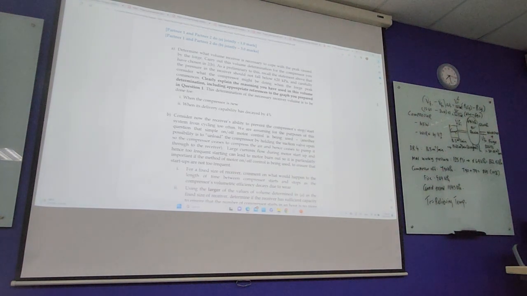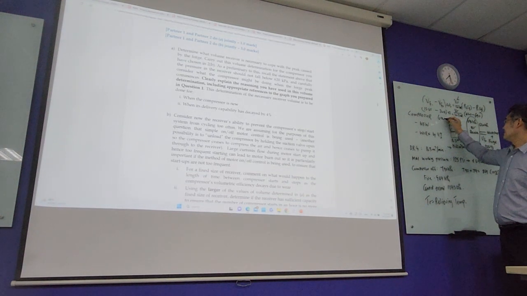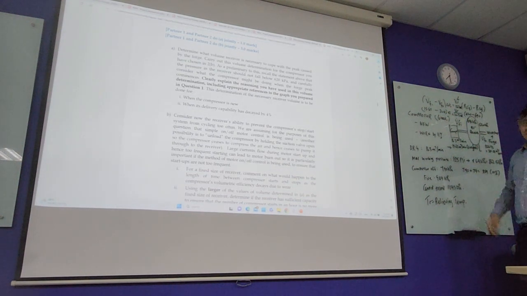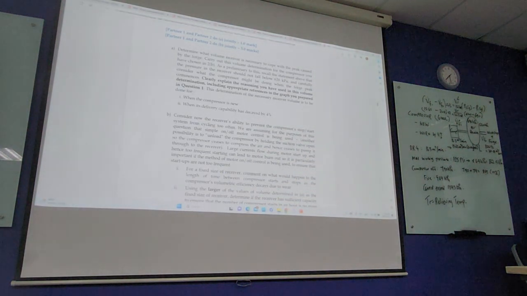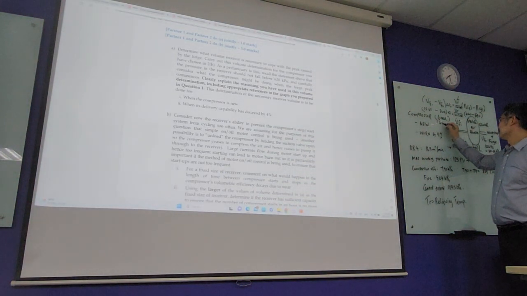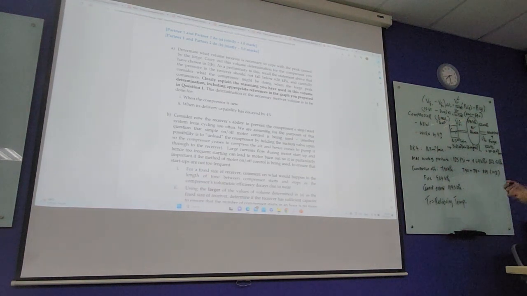6.3 something. The answer? It's not around 6. Around 6 is okay. 6,000 liter. Acceptable. Or 6 meters cube. Acceptable. Of course, the value varies depending on your calculation logic.